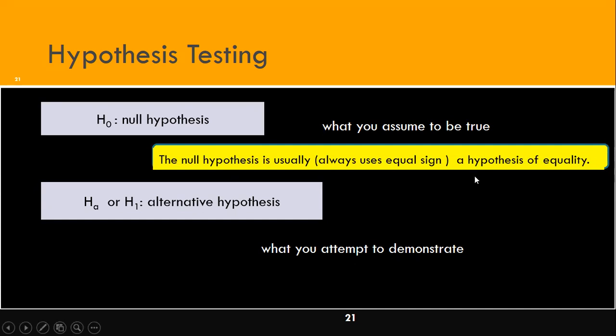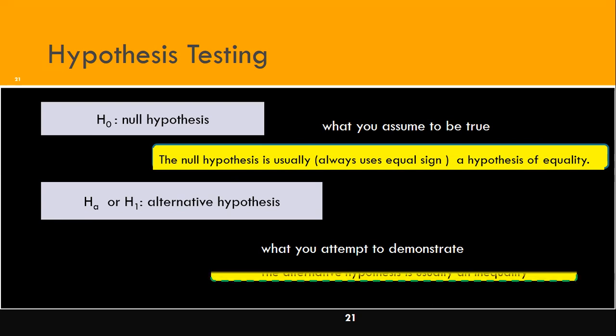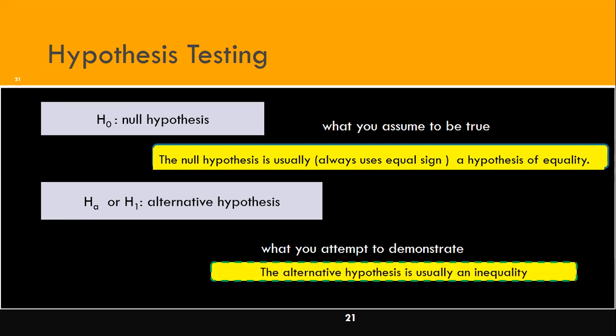So the null hypothesis is usually an equal sign. Please remember this. A null hypothesis is usually an hypothesis of equality, and the alternative hypothesis is usually an inequality. Remember this, it is very important. For the alternative, you can use less than, greater than, or not equal to. Not equal to is your two-tail test, less than is a left-tail test, greater than is your right-tail test. Usually in the null hypothesis, we will be using the equal sign only.